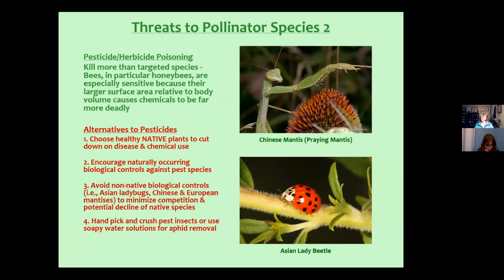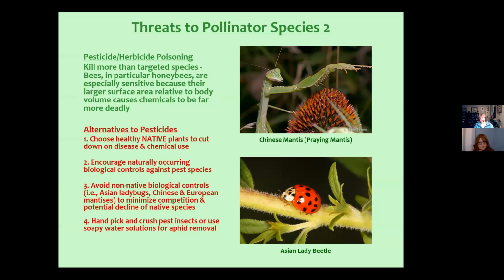But we also have our pesticide and herbicide use, which I cannot say enough about. Don't do it. You always kill more than the targeted species. Bees, in particular honeybees, are especially sensitive because their larger surface area relative to their body volume causes the chemicals to be far more deadly. Even the carpenter bees, some of the other bigger bees like that, really take it on the chin when they get into an herbicide or pesticide area.